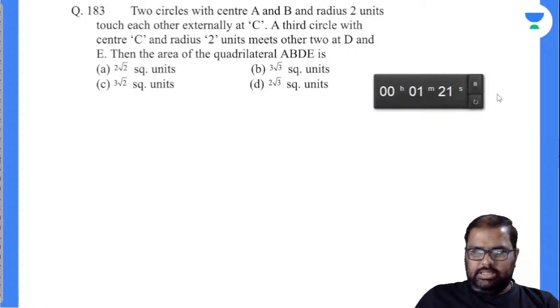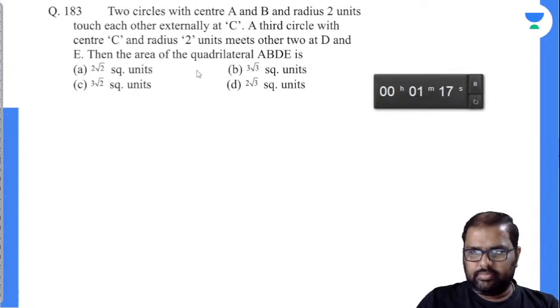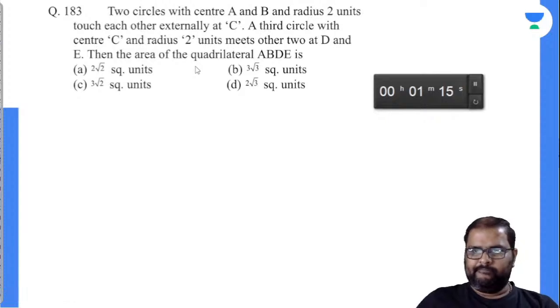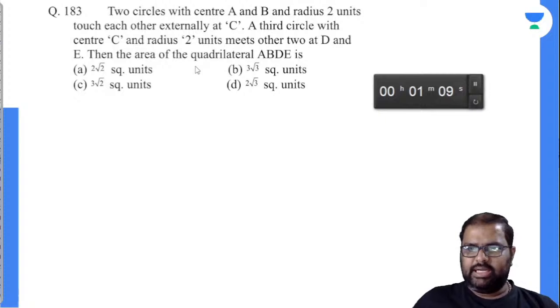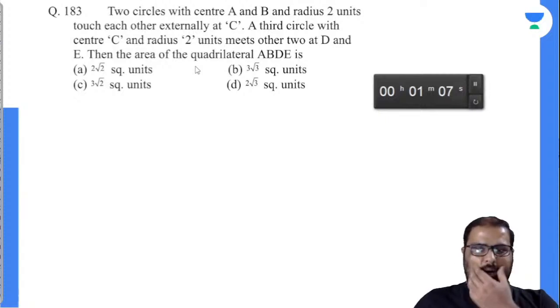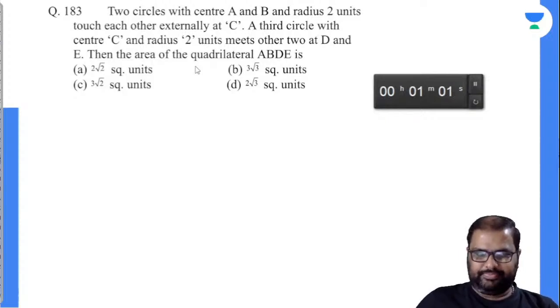Two circles with centers A and B and radius 2 units touch each other externally at C. A third circle with center C and radius 2 units meets the other two at D and E. Then the area of the quadrilateral ABDE is nothing but equal to.